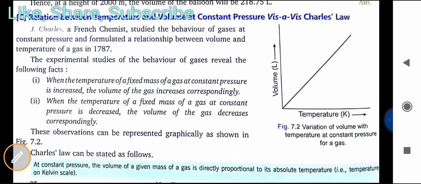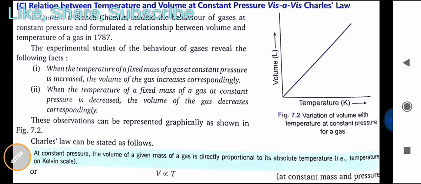J. Charles, a French chemist, studied the behavior of gases at constant pressure and formulated a relationship between volume and temperature of a gas in 1787. The experimental studies of the behavior of gases reveal the following facts. First, when the temperature of a fixed mass of a gas at constant pressure is increased, the volume of the gas increases correspondingly. When the temperature of a fixed mass of a gas at constant pressure is decreased, the volume of the gas decreases correspondingly. Keep in mind that in all laws the mass will be constant. A fixed mass means the mass will always be constant, so there is only change in the temperature, pressure and volume.